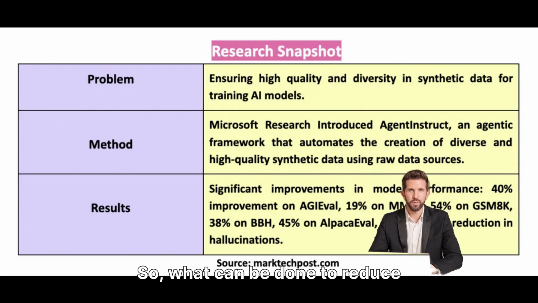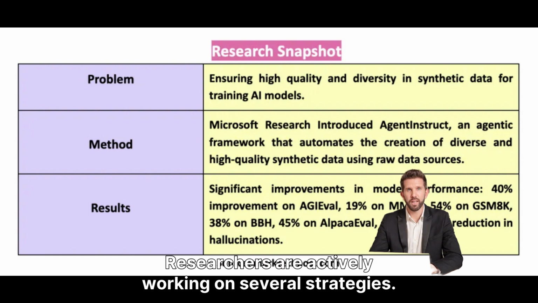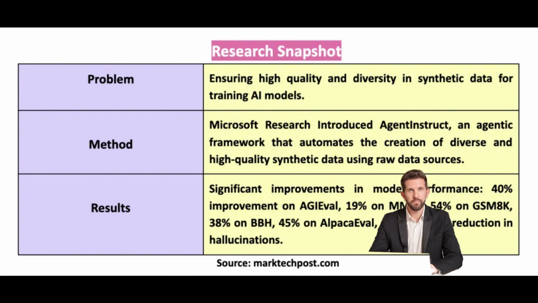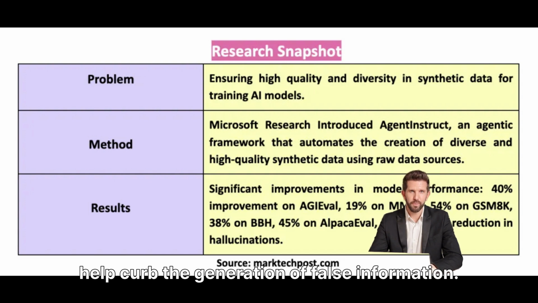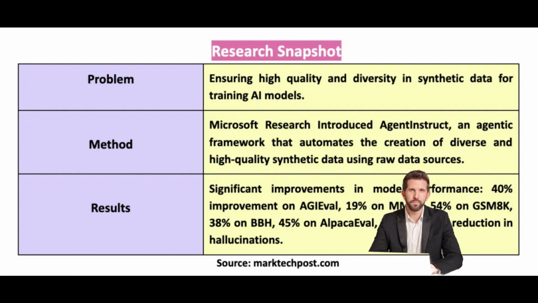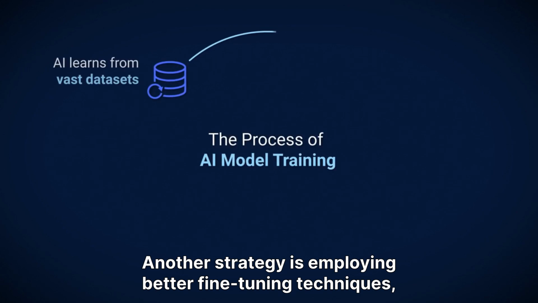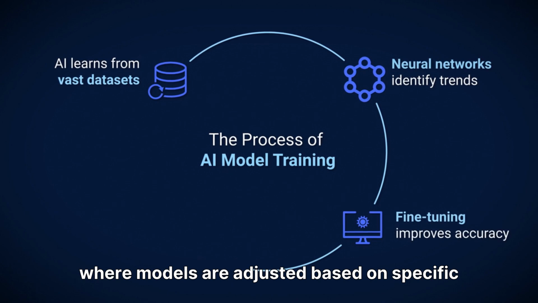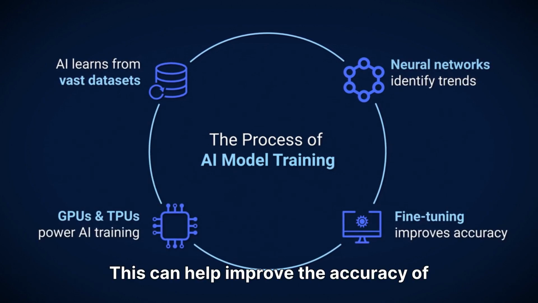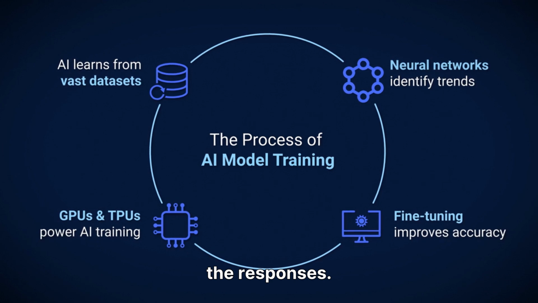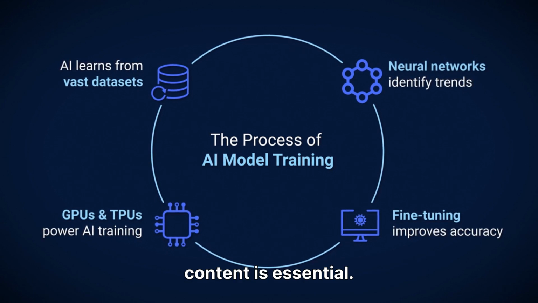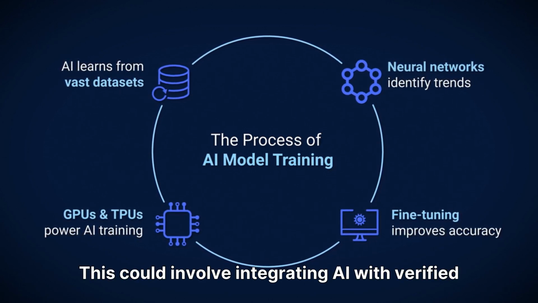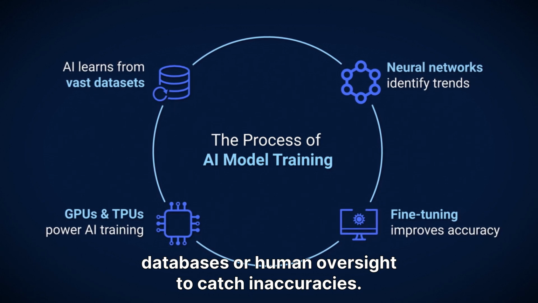So, what can be done to reduce hallucinations? Researchers are actively working on several strategies. One approach is improving the training data quality. By ensuring that models are trained on more reliable and verified sources, we can help curb the generation of false information. Another strategy is employing better fine-tuning techniques, where models are adjusted based on specific tasks or domains. This can help improve the accuracy of the responses. Additionally, creating robust systems for fact-checking AI-generated content is essential. This could involve integrating AI with verified databases or human oversight to catch inaccuracies.